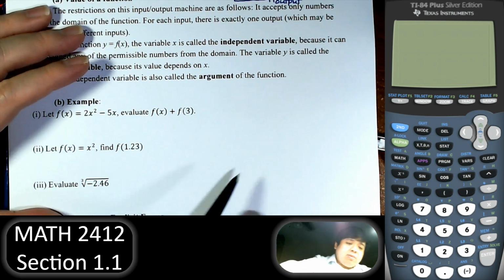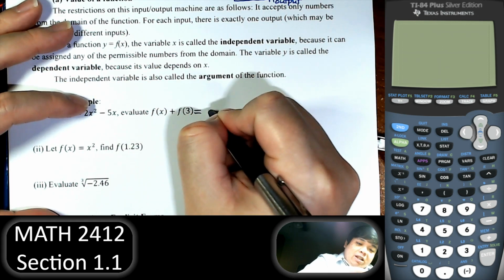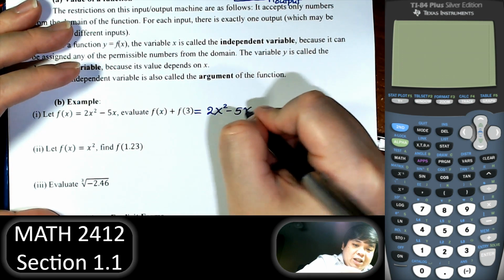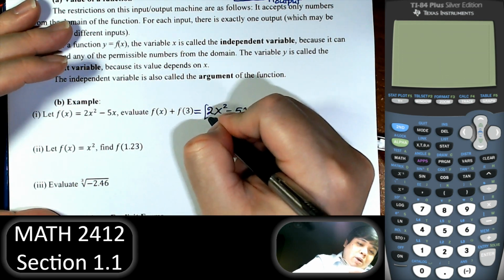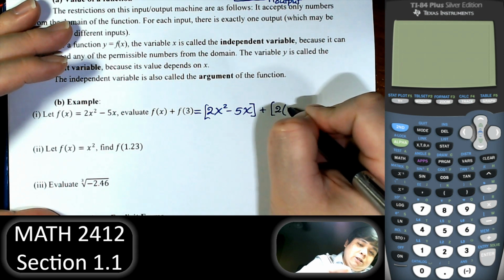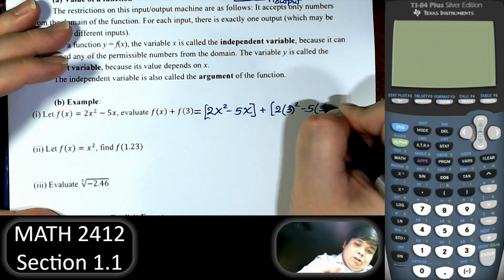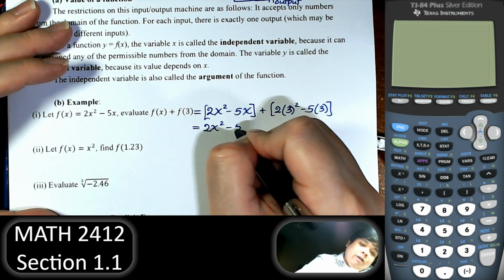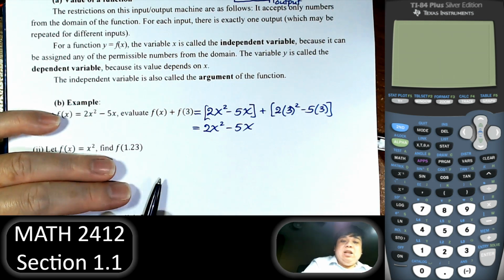By the way, if we do it by hand, f of x plus f of 3, f of x is going to be 2x squared minus 5x. So there's nothing new here. And then for 3, we're just going to put 3 in it, and we're going to combine the function. So 2x squared minus 5x: 2 times 3 squared, that's 18, minus 15, so it looks like 3.